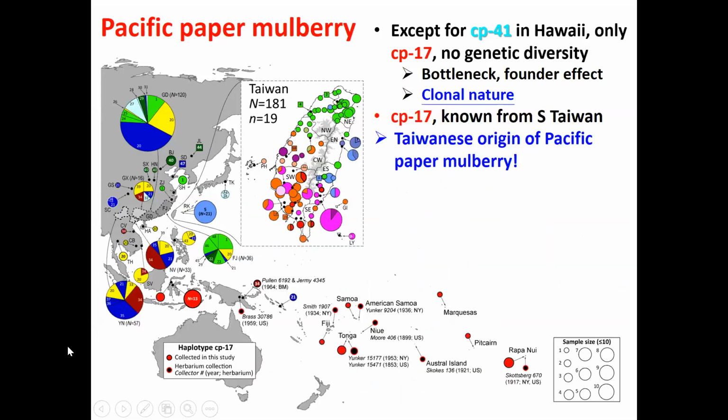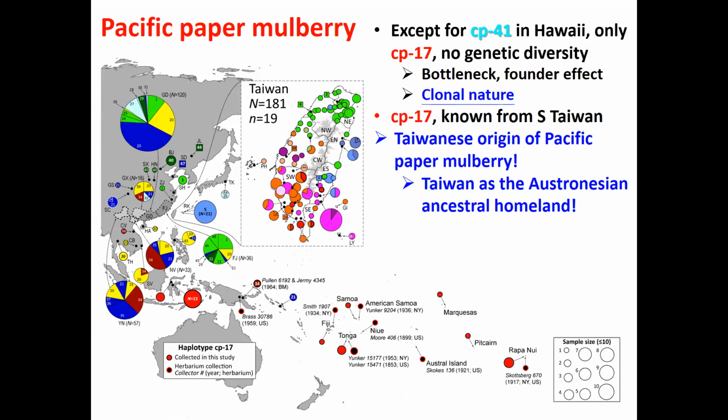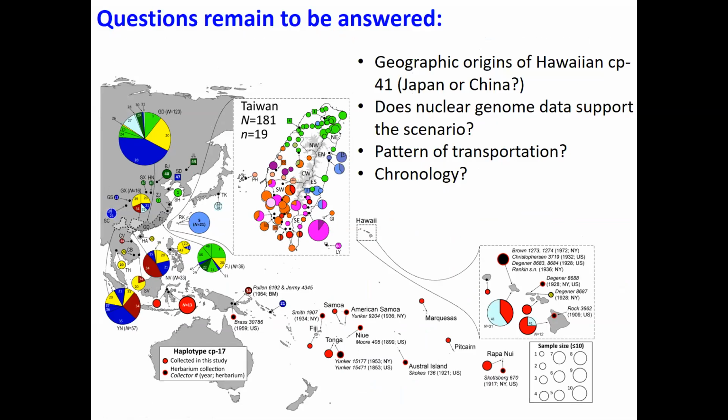This relationship suggests very strongly that Pacific paper mulberry has a genetic origin from southern Taiwan, suggesting that Taiwan is the ancestral homeland of Pacific paper mulberry. This is congruent with Taiwan as the Austronesian ancestral homeland, and so this provides the very first ethnobotanic support for the out-of-Taiwan hypothesis.